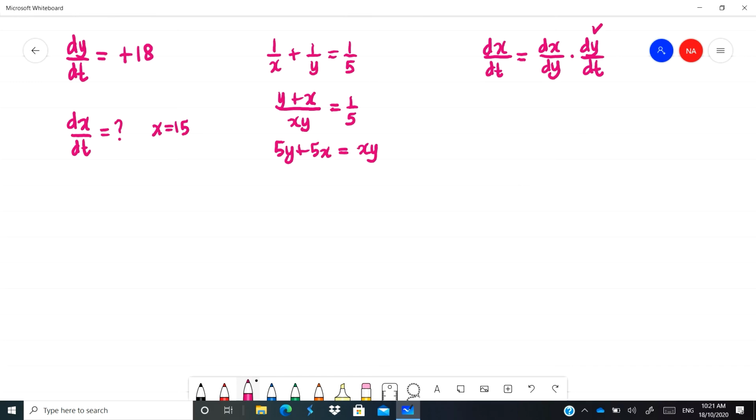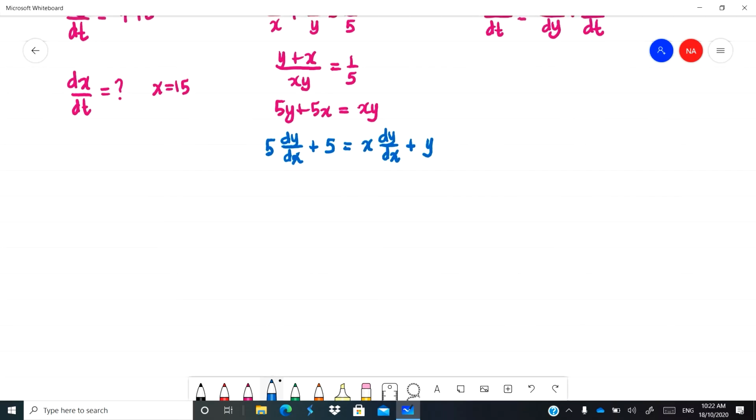Suppose we want to differentiate dy over dx. Now we have to use implicit differentiation to do this. So in this case, differentiating 5y, we get 5 dy over dx plus 5. Now we're going to differentiate it with respect to x. So now we'll have x dy over dx plus y. All right, so we will have this.